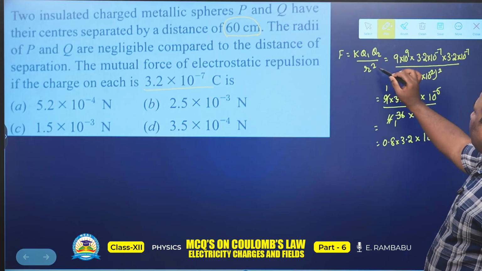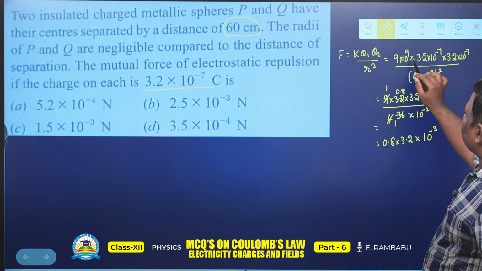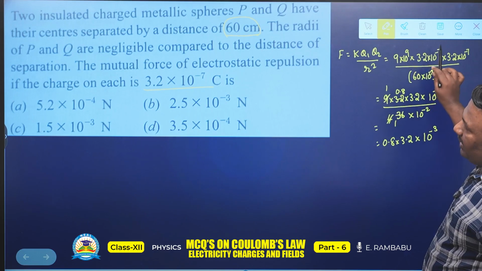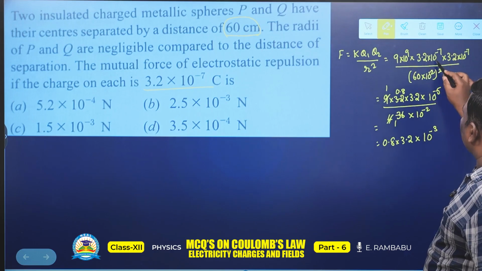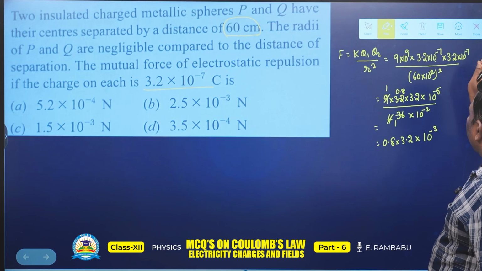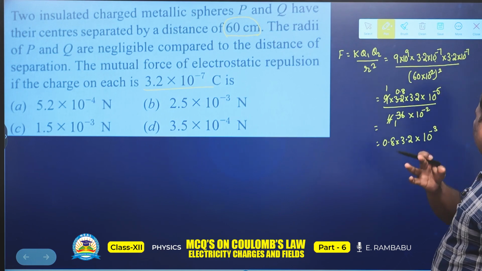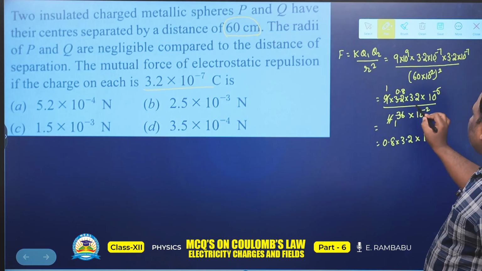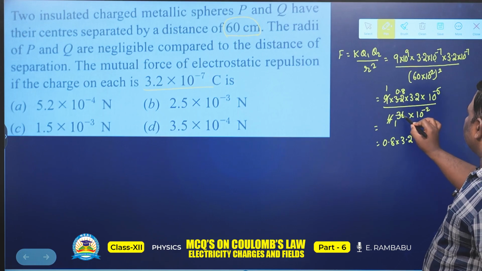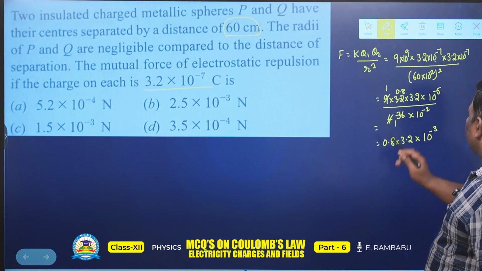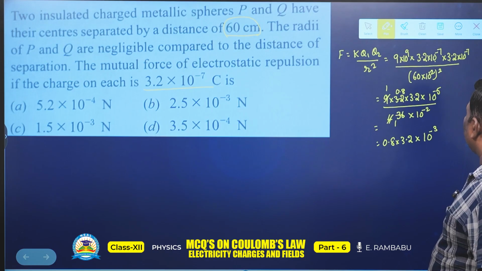K is 9 into 10 to the power plus 9. Q1 is 3.2 into 10 to the power minus 7, Q2 is 3.2 into 10 to the power minus 7. And here distance squared is 36, 6 into 10 to the power minus 1, squared, 36 into 10 to the power minus 2.